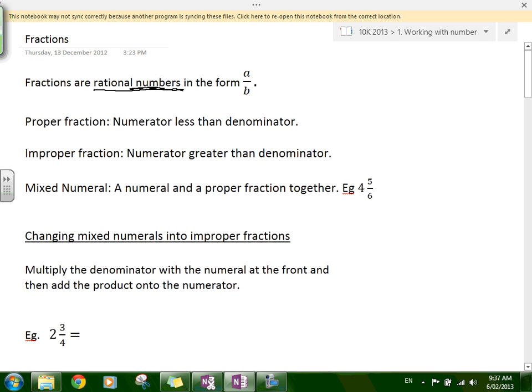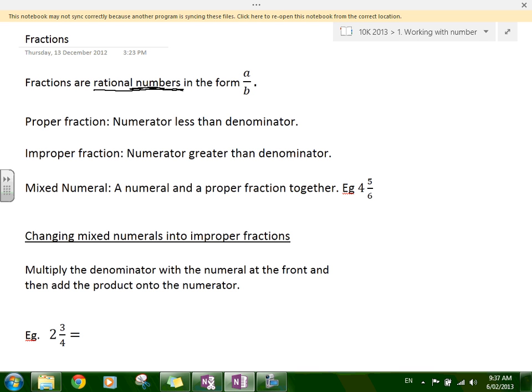Rational numbers is just a definition. We also have irrational numbers. So a rational number you can write as a fraction. Okay? So actually a fraction is a very important concept. Any number that's what we call rational, you can write in a fraction form, a over b.